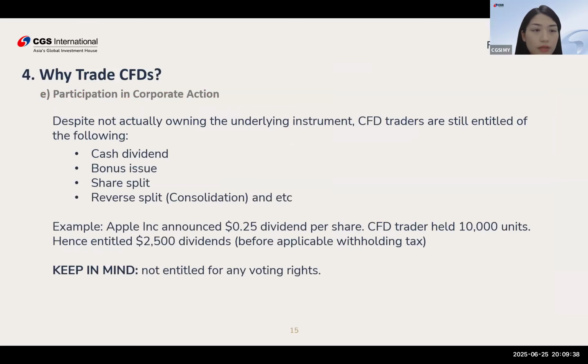Okay, so participating in corporate actions is also one of the advantages of trading CFD. Despite not actually owning the underlying instrument, our CFD traders are still entitled to corporate actions such as cash dividend, bonus issue, share split, and also consolidation. So for example, if you are holding 10,000 units of Apple shares and Apple announces 25 cents of dividend per share, you are entitled to this $2,500 of dividend. But keep in mind that with CFD, you are not entitled to any voting rights.